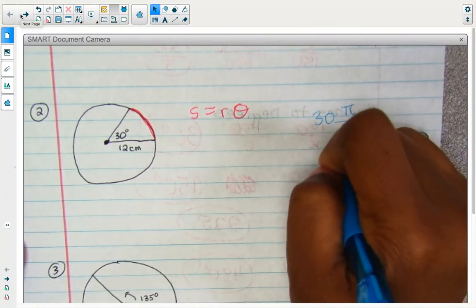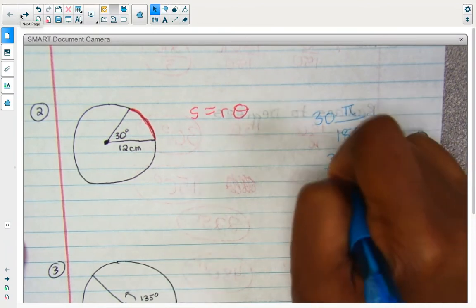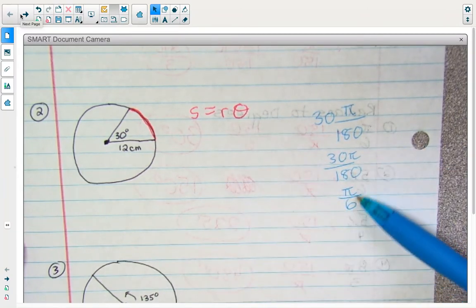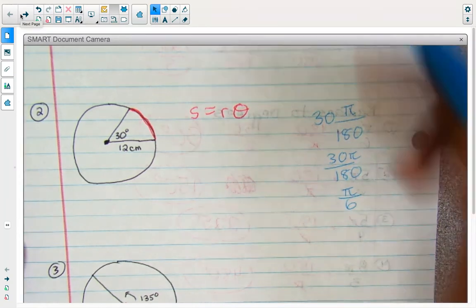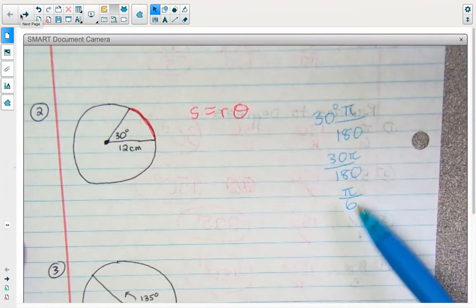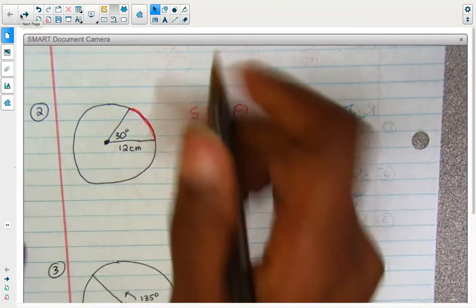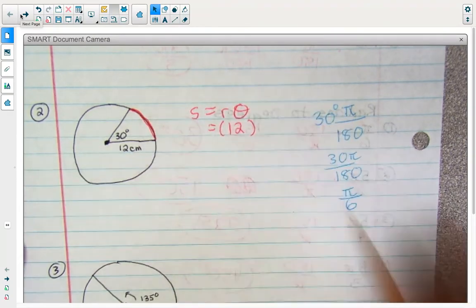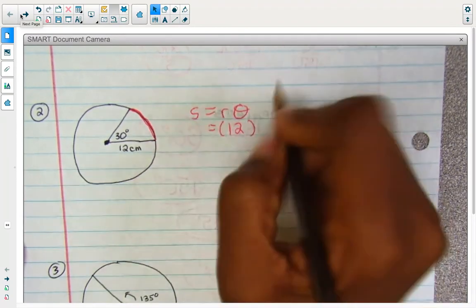When I multiply this, 30 pi over 180, I reduce it: 30 over 180 reduces to pi over 6. So pi over 6 is what I need to substitute into our formula. Do not substitute it in degrees. It has to be in radians. So this is going to give me, my radius is 12, and my angle in radians is pi over 6.